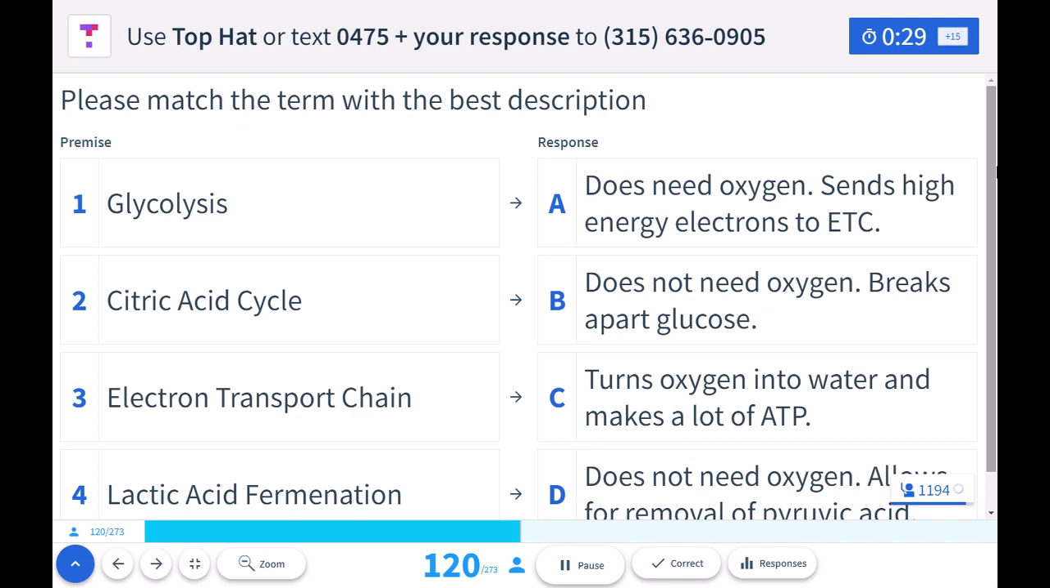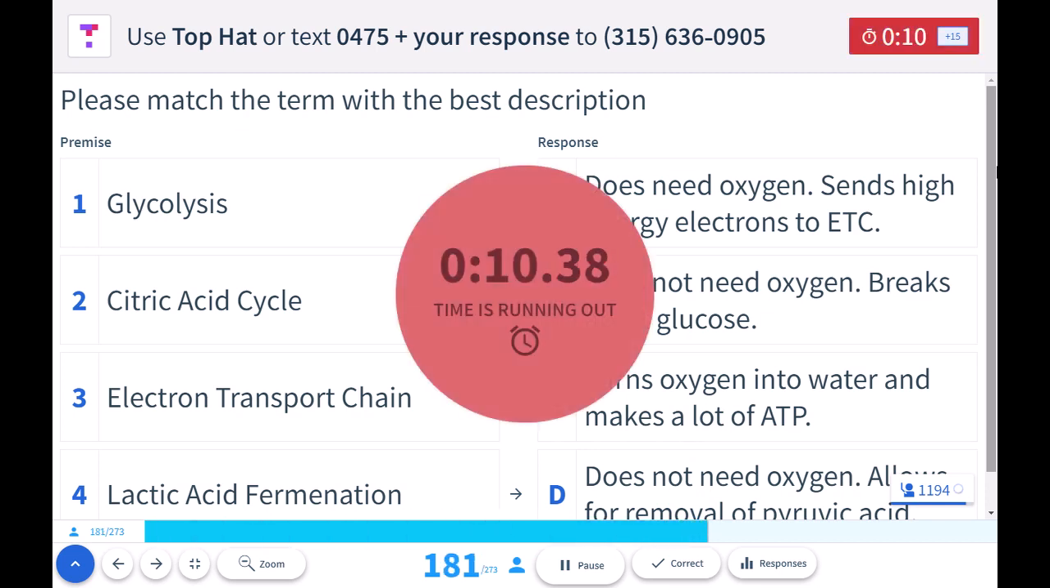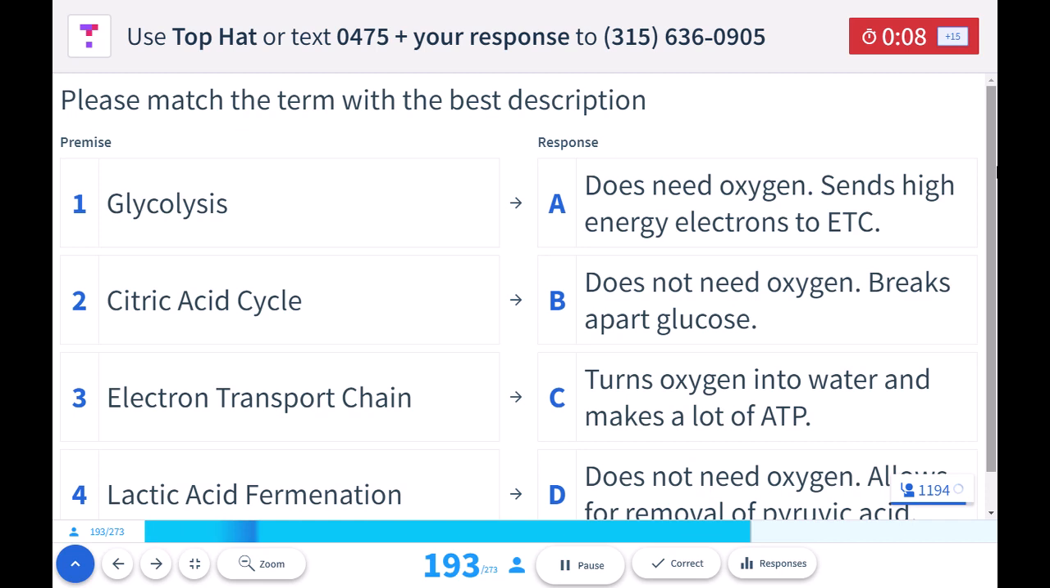Think about the big picture slides I gave you. What's the main purpose of glycolysis? Main purpose of the citric acid cycle? Main purpose of the electron transport chain? So we're down to about 15 seconds. Five seconds. Please make sure to answer before I give you the answers.